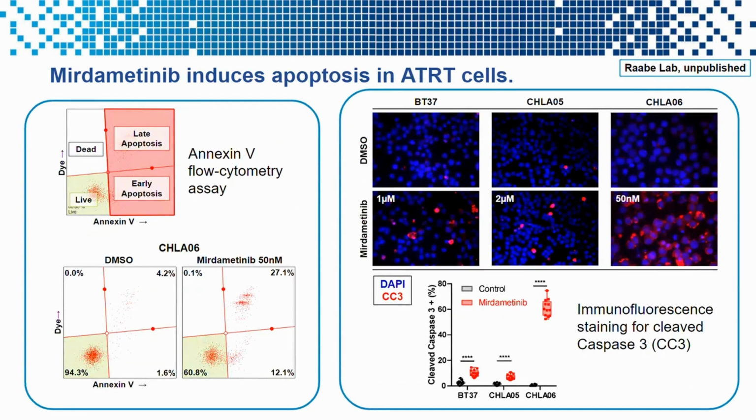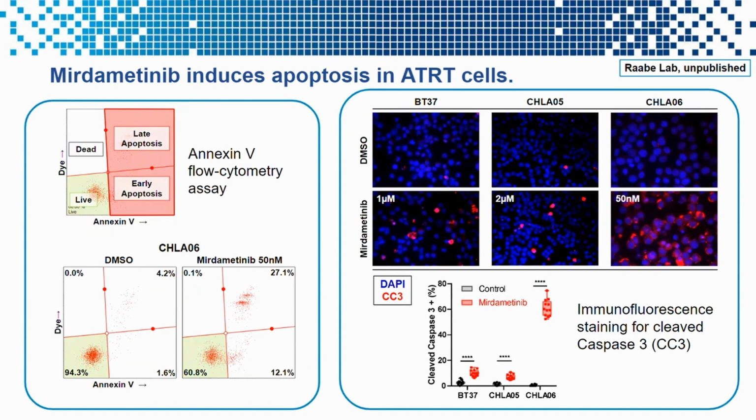Moving on, we demonstrated that mirdametinib can also induce apoptosis in these cell lines. On the left side is what we call an Annexin-5 flow cytometry-based assay. The top half of this graph is a typical panel you can see when you conduct an experiment such as this one. The green area in the bottom left is the live cell population, while the red area encompasses both early and late apoptosis. The bottom shows an example using the cell line CHLA06.